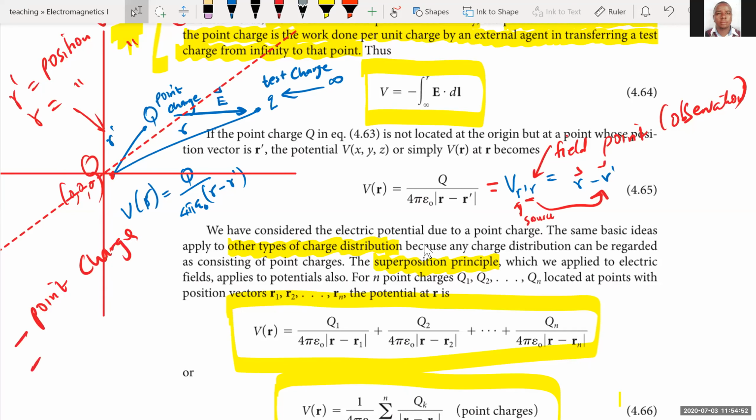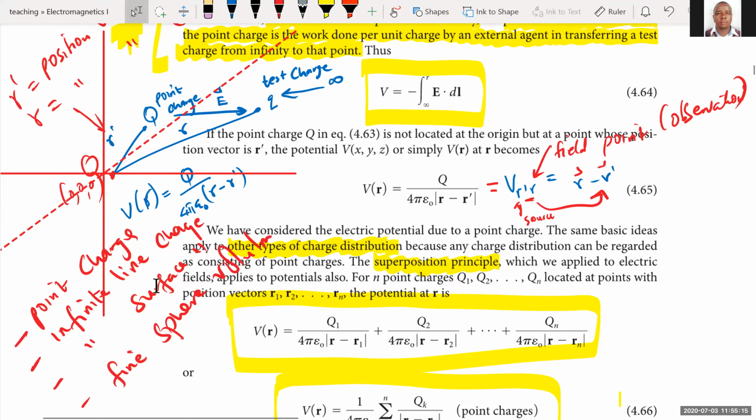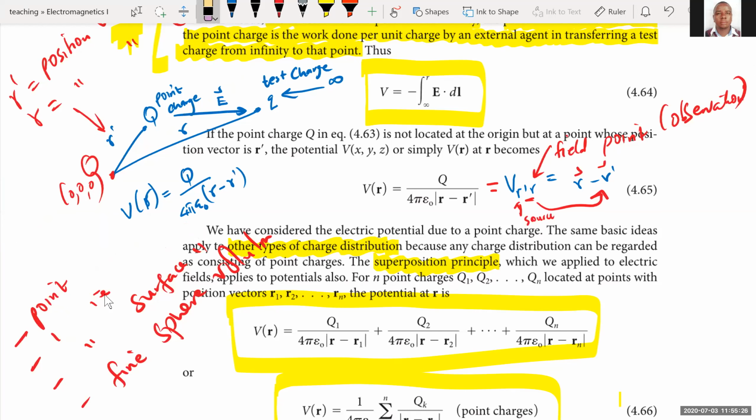Then we also said that we can deal with an infinite line which is charged, so a line charge. Then we also spoke about an infinite surface, which is a charge distribution, and you can also have a finite sphere, which has some volume. So we can always consider all those things. The simplest example that we have considered is the point charge, but you can also consider other kinds of charge distribution.